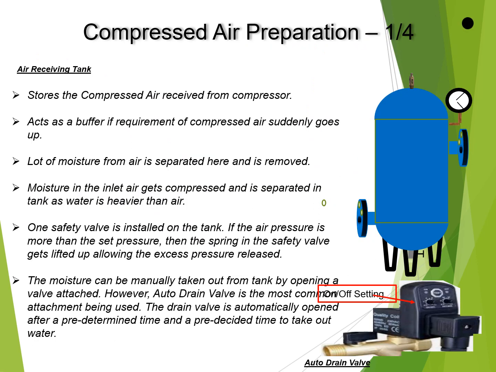Once the air is released from the compressor, it needs conditioning, or we need to prepare the compressed air which is suitable for the actuators. So the compressed air after it is released from the compressor is stored in an air receiving tank. A typical picture of an air compressor receiving tank is shown here. A lot of moisture from the compressed air is separated in this receiving tank.